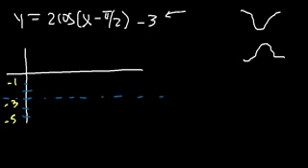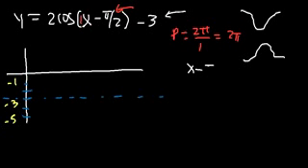Now let's calculate the period. The period is 2 pi over b, and the number in front of x is 1, so b is 1, so the period is just 2 pi. However, because we have a c value, we do have a phase shift. To find the phase shift, set the inside equal to 0 and solve for x. So x is equal to pi over 2. So that's where the graph starts.